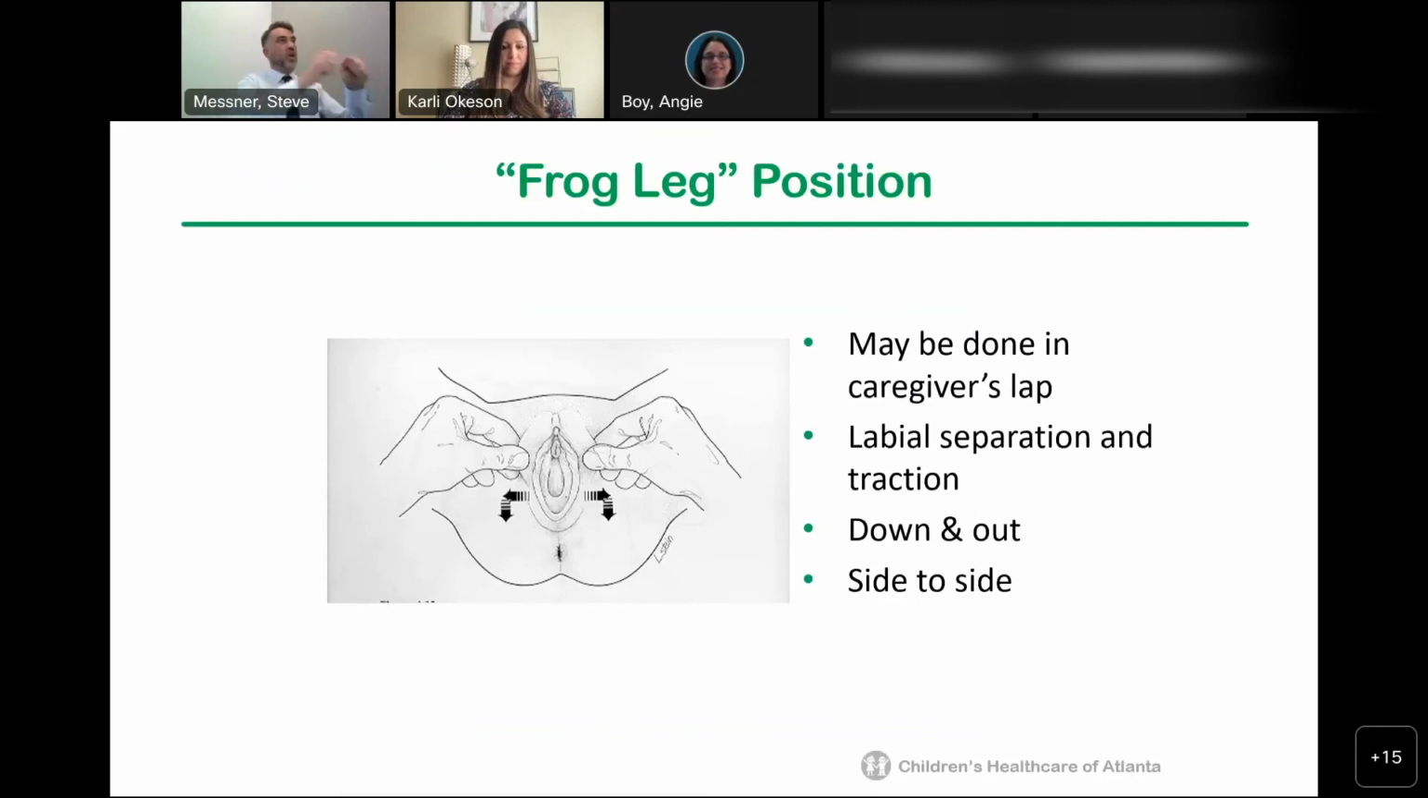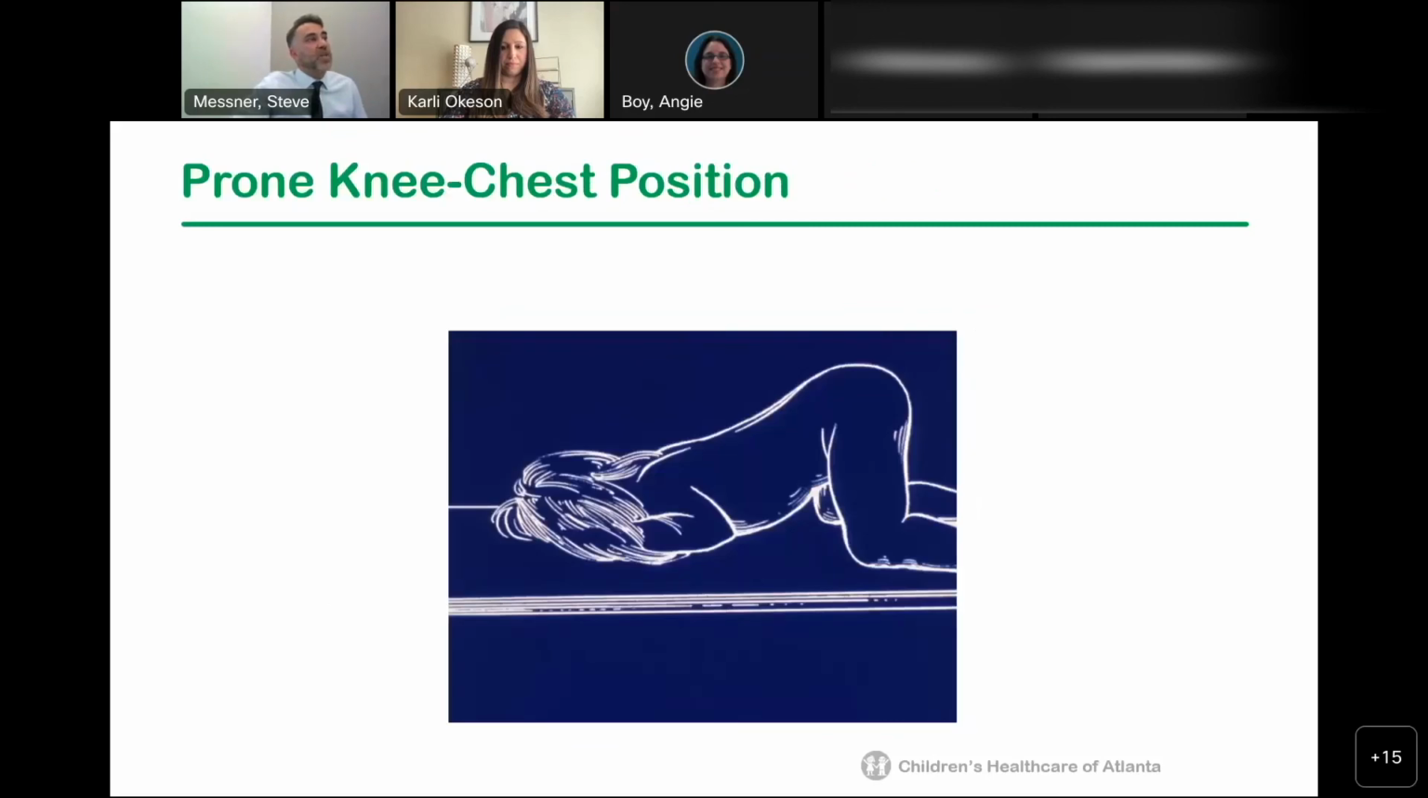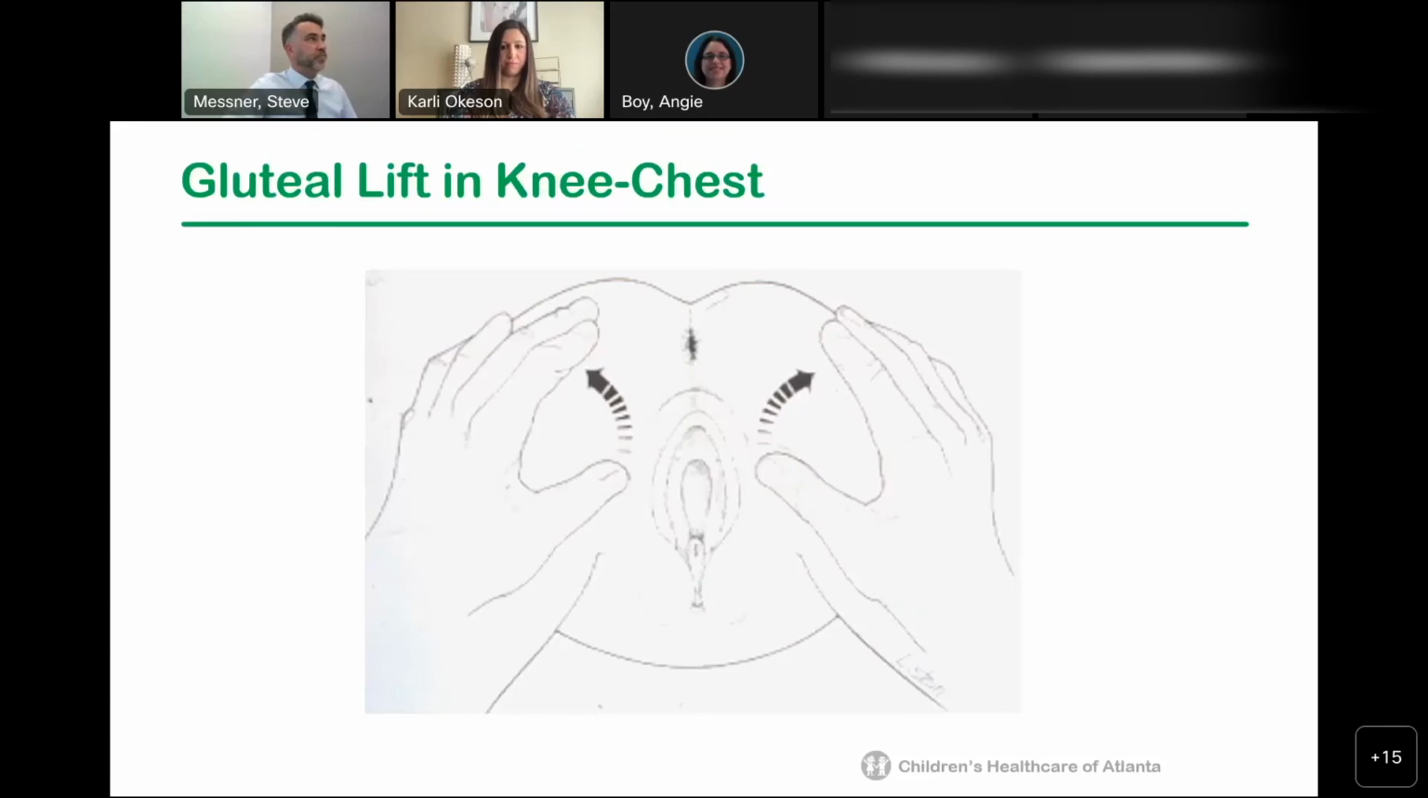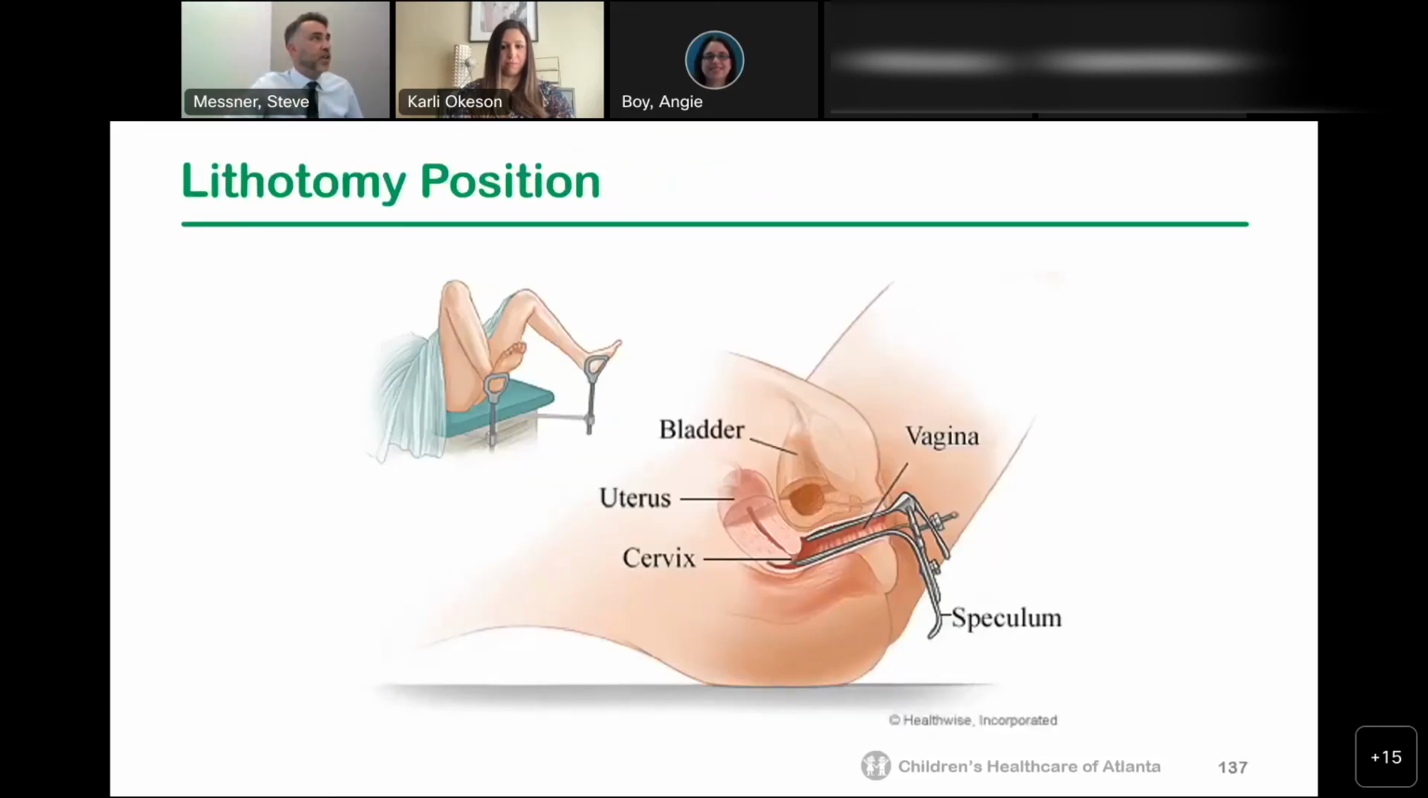So usually we'll do labial separation. So we separate the labia and then we do traction, pull it towards us. And that's generally all we need to do. And we can see all of the more internal structures. So we can see the hymen. Sometimes it doesn't come into view all that well when they're on their back, or supine. So we have them flip over and let gravity help us. And then we'll just lift the buttocks up so that we can see those internal structures.